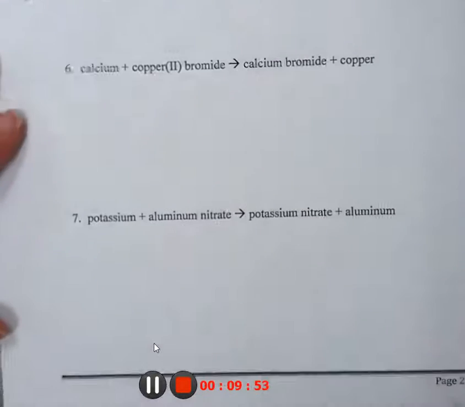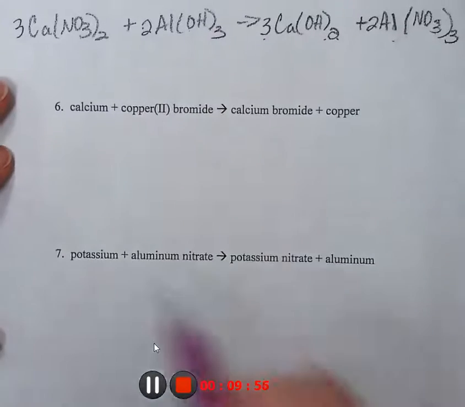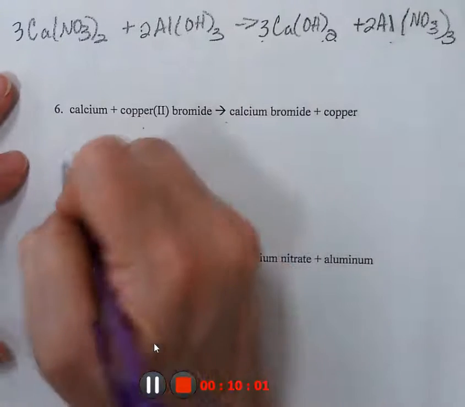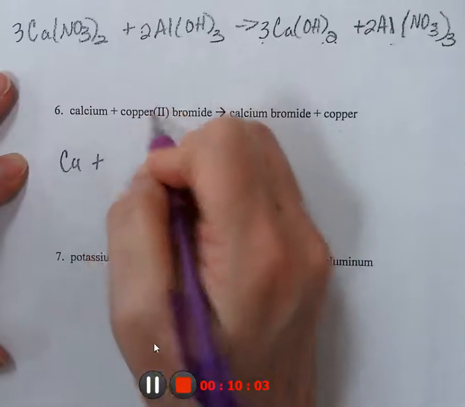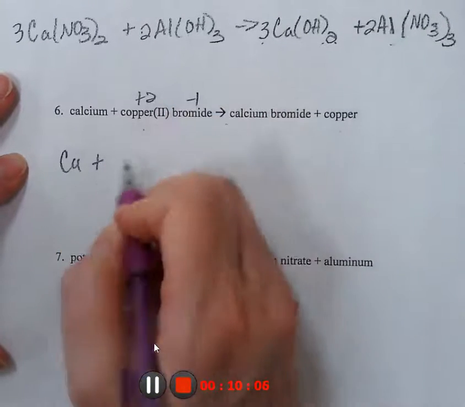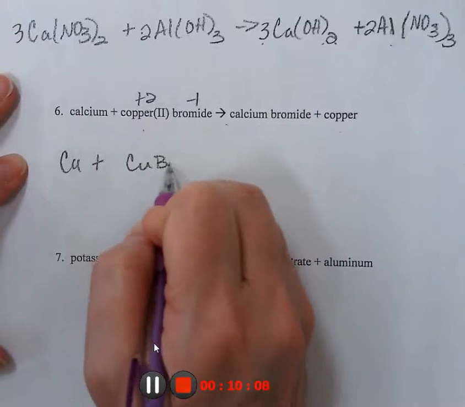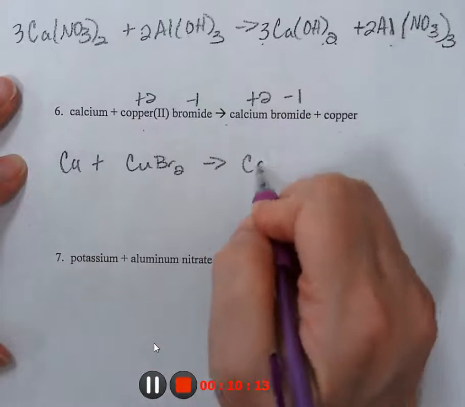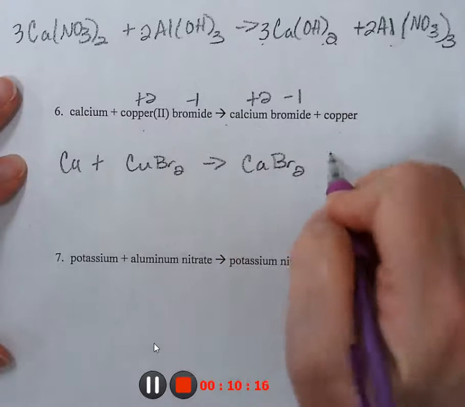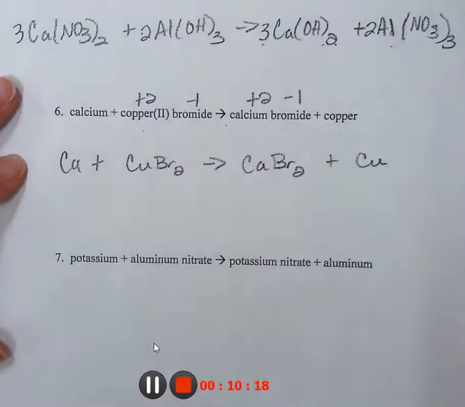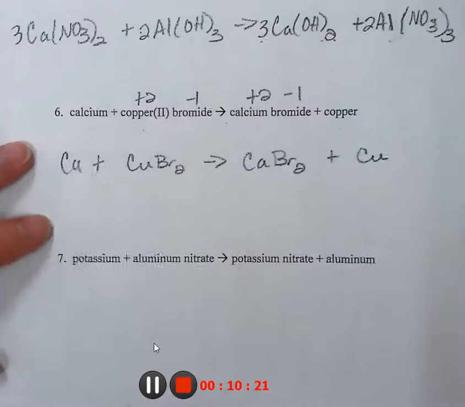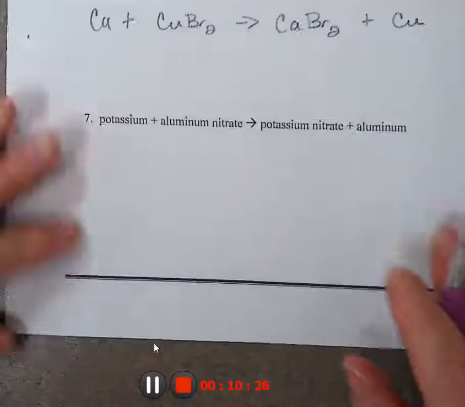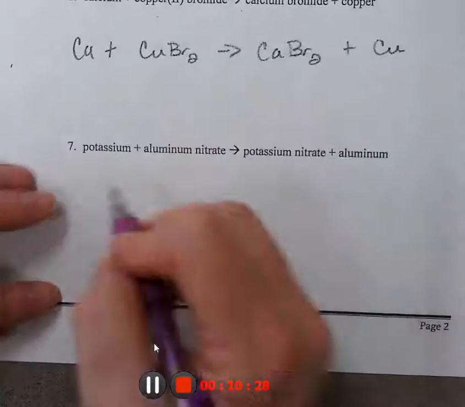All right, let's look at this next one. Calcium reacts with copper 2 bromide to make calcium bromide and copper. Plus 2 minus 1, plus 2 minus 1. And good old-fashioned copper. All right, we got a balanced equation. Calciums are equal, coppers are equal, bromines are equal. We're done. This one's short and sweet today.